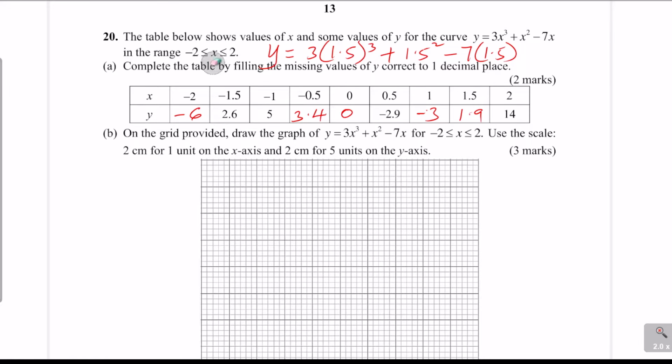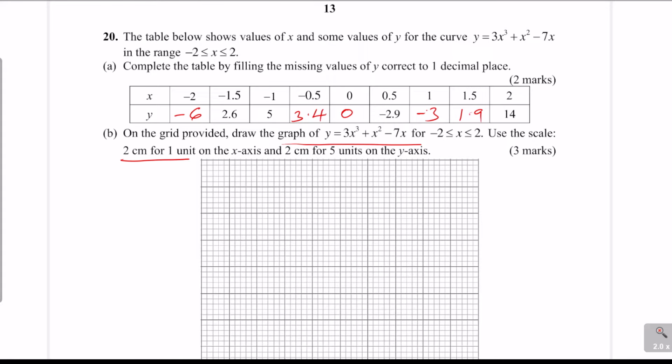So once you've done that, you get 2 marks. Part B, on the grid provided, draw the graph of y equals 3x squared plus x squared minus 7x. For that range, use the scale. This is very important. Use the scale given: 2 centimeters for 1 unit on the x-axis and 2 centimeters for 5 units on the y-axis.